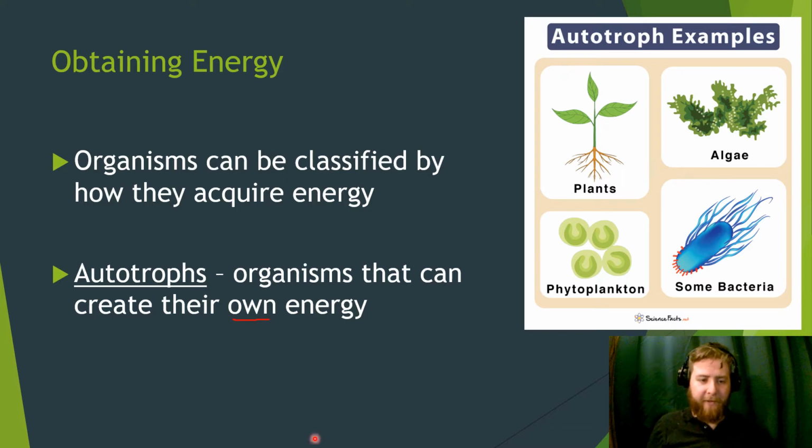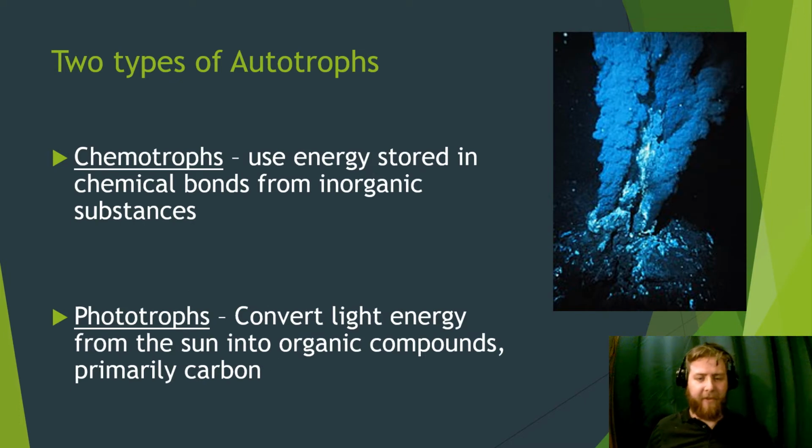Other examples are in this picture here, like phytoplankton. And even some bacteria and protists are able to do photosynthesis as well. Now, there are two types of autotrophs. The first one we're going to talk about is chemotrophs. And these use energy stored in chemical bonds in inorganic substances.